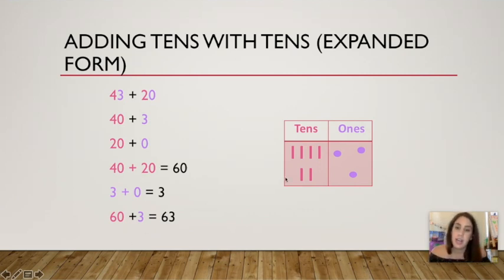Over here on this side, I have a little tens and ones chart. So you can see I drew the sticks and the dots. So I have 1, 2, 3, 4, 5, 6, right? 40 plus 20. And then the 3 ones from the 43.